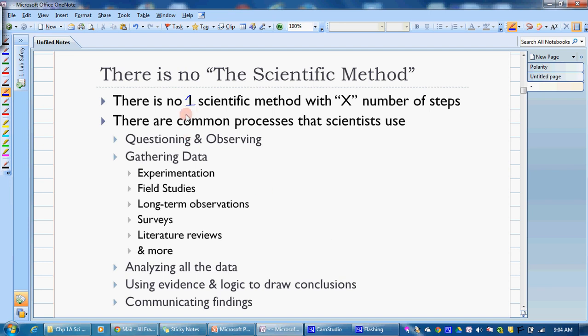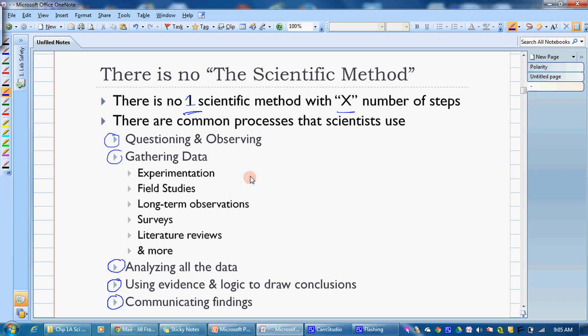But if you notice here, there's no one scientific method with an X number of steps. There are common processes that we use, but we don't always do these things in order. So: questioning and observing, gathering data, analyzing the data, using that to draw conclusions, and communicating your findings. These 5 different things aren't always done in a certain order. It depends on what we're trying to do.